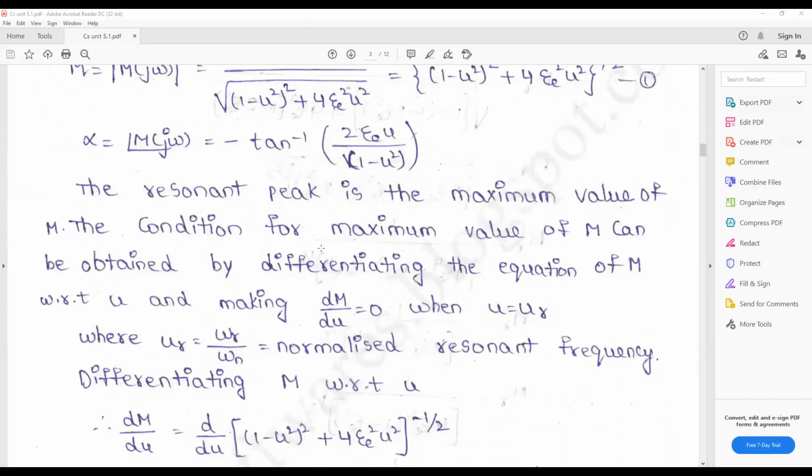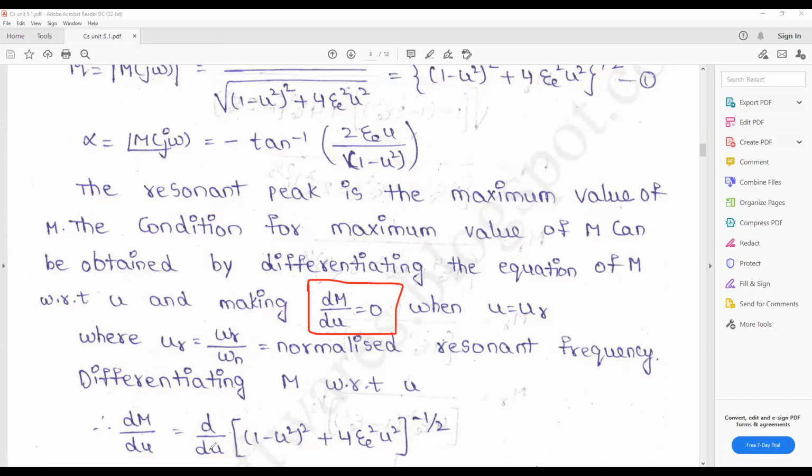So what is the definition of resonant peak? The maximum value of the gain magnitude in the closed loop transfer function. In the given closed loop transfer function, the point at which the maximum magnitude occurs is called the resonant peak. Okay, so you differentiate the magnitude equation M, and for the maximum value the condition is dM by du is equal to 0.